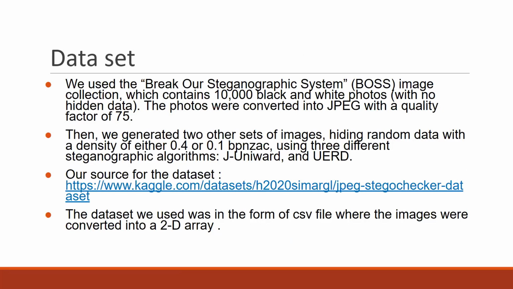Next slide. So this is the dataset we use. We use the dataset from the BOSSbase steganography system. This was available on the Kaggle website, and we also got this as a reference in one of the research papers, the base paper we were using. The dataset had around 10,000 black and white grayscale images with no hidden data. The photos were then converted into JPEG with a quality factor of 75. Then there was code available on GitHub, which was used to generate the images with information densities of 0.4 and 0.1 bpnzAC. We are using two steganography algorithms, that is J-UNIWARD and UERD. And we have given the source for that dataset.